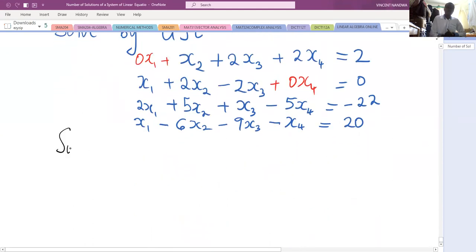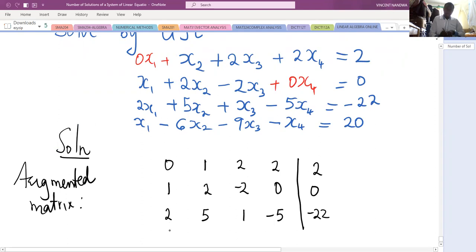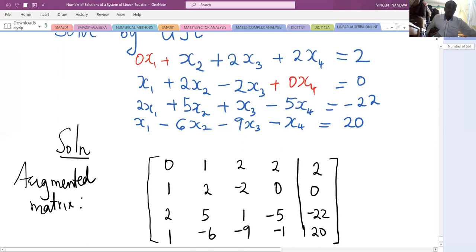So you say solution: the augmented matrix of the system is given by 0, 1, 2, 2, 2, then 1, 2, minus 2, 0, 0, then 2, 5, 1, minus 5, minus 22, and then 1, minus 6, minus 9, minus 1, and then 20. So that is step one. That's the augmented matrix of the system.